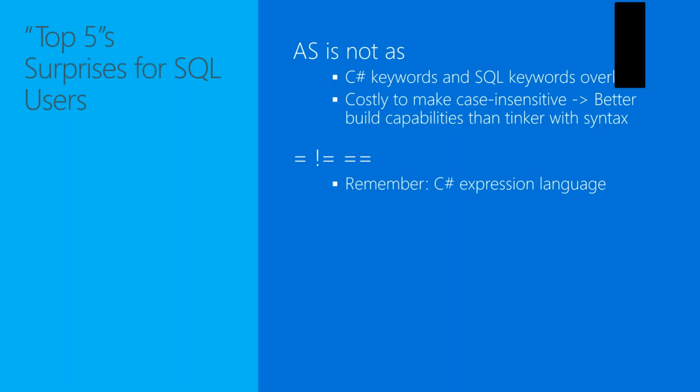Also, equals is unequals equals equals. In C#, equals is an assignment operator. So all the predicates that you write in U-SQL have to use the C# comparison operator, which for equality is equal equal.